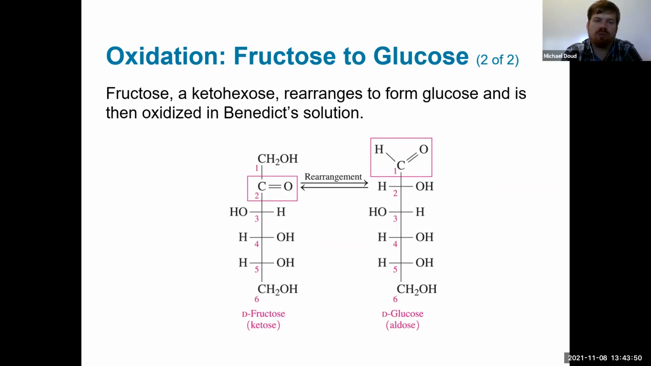So while it would fail a normal Benedict's test, if you had a basic Benedict's test solution, you actually would get a positive test for the Benedict's. Again, this rearrangement looks like this. Basically, you take off a proton from the first carbon here, and then this ketone is able to rearrange and become an aldehyde on carbon 1.